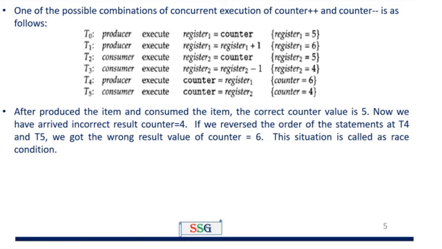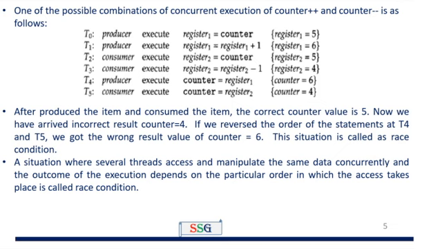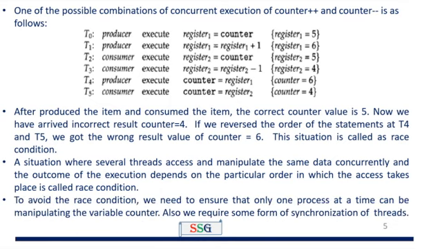This situation is called a race condition. That means with concurrent execution of thread 1 and thread 2, we will get different counter values. A situation where several threads access and manipulate the same data concurrently, and the outcome of the execution depends on the particular order in which the access takes place, is called a race condition. So the output value depends on the race condition.